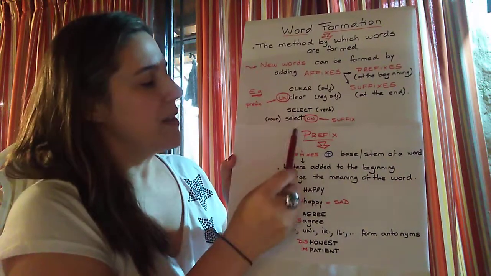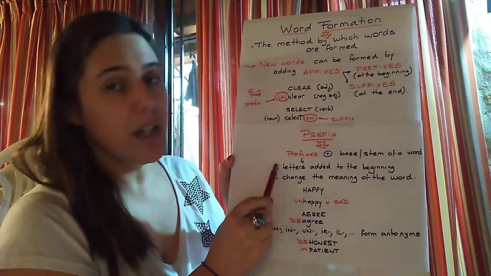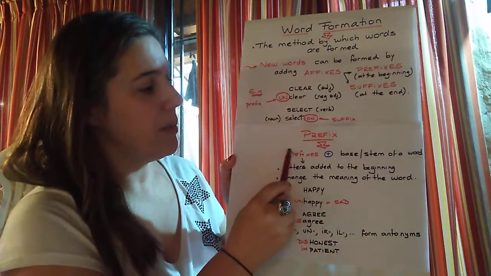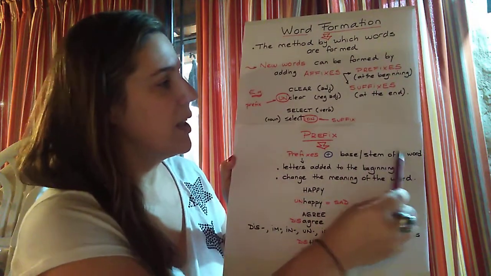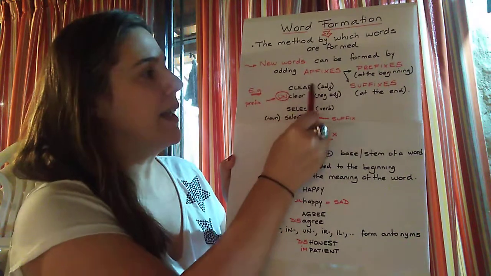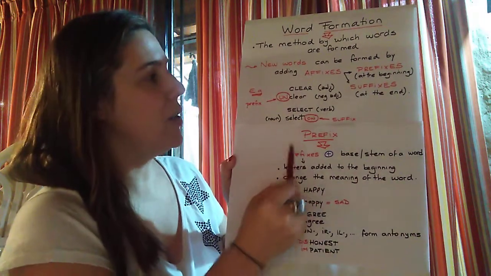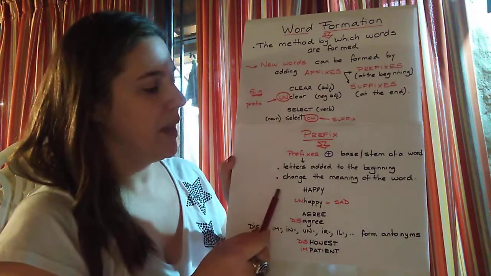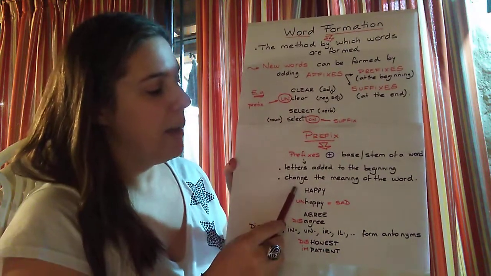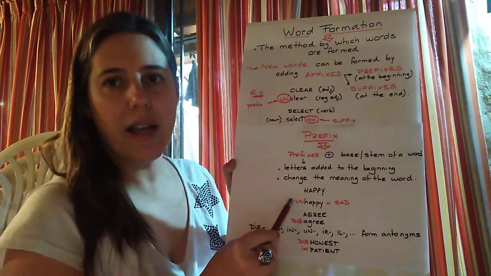What are prefixes? Prefixes are letters added to the beginning of the word. I need the prefix and the base or the stem of a word. In the previous example, clear is the base or the stem of a word, and I use the prefix un to form the negative. Another example, happy and unhappy, which means sad.